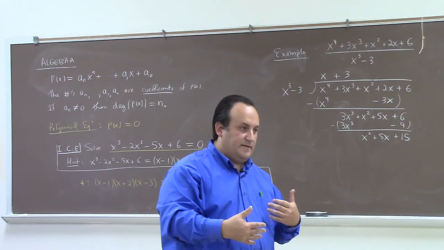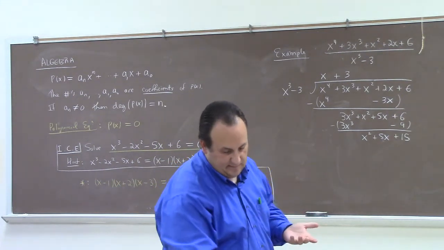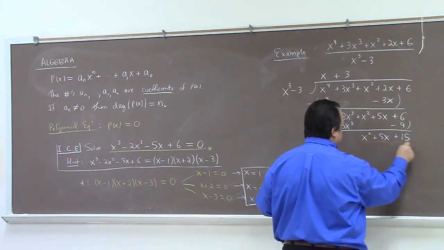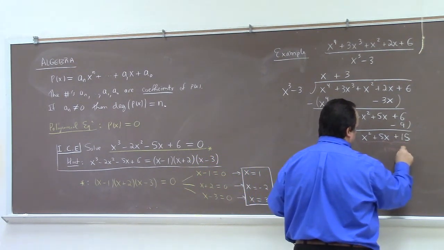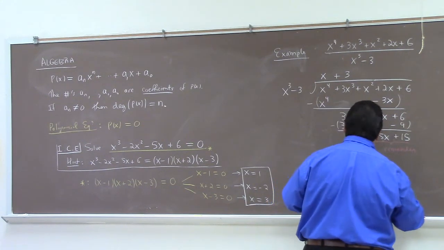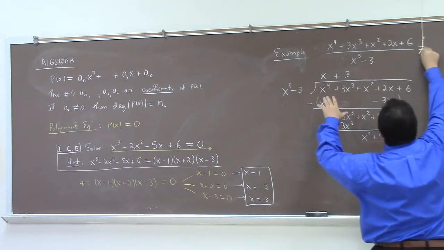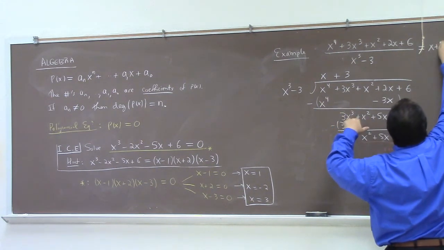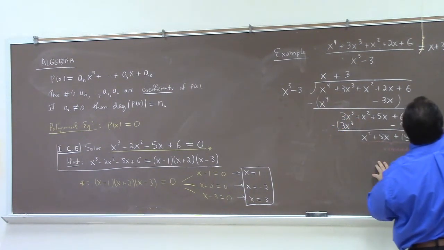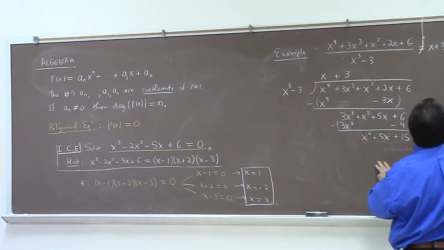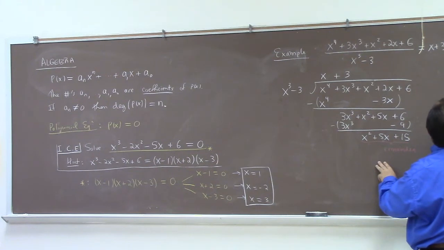smaller degree than the dividing polynomial. So that's it. So this is the remainder. And what this calculation shows you is that this is actually equal to x plus 3 plus x squared plus 5x plus 15 divided by x cubed minus 3.